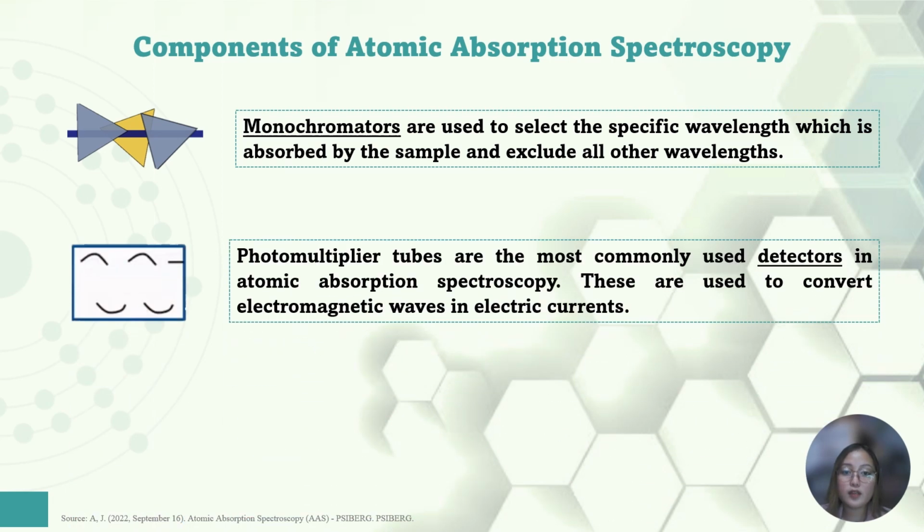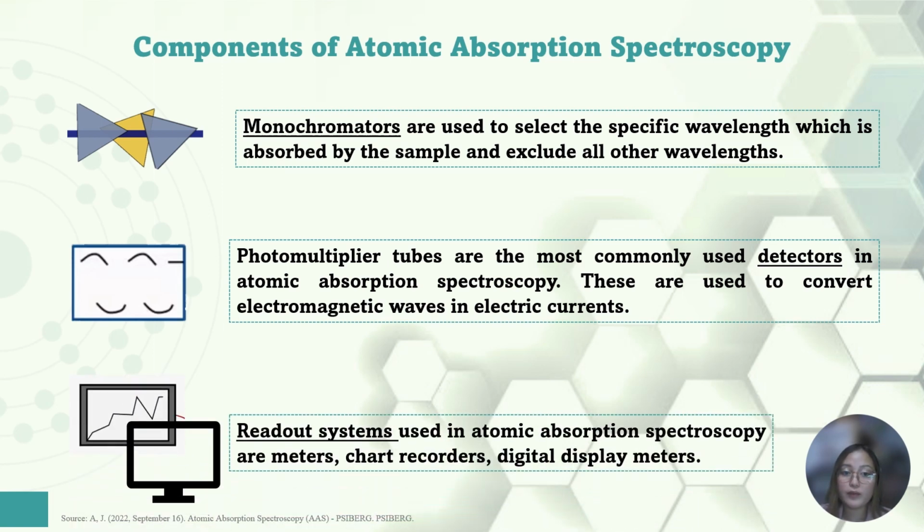The fifth one is the detectors. Photomultiplier tubes are the most commonly used as detectors in AAS. These are used to convert electromagnetic waves into electric currents, and they are made up of photoemissive cathodes and diodes. These diodes provide electron multiplication. And lastly, the readout systems. The readout systems used in atomic absorption spectroscopy are meters, chart recorders, and digital display meters.